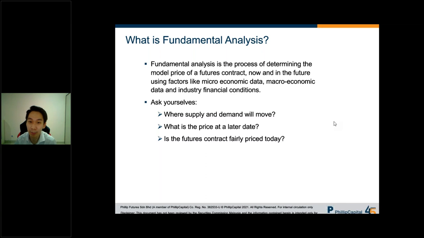You only will gain a profit or loss when the price moves up or down. So you want to know how the price will move in the future using fundamental analysis. And the next thing will be, is the futures contract fairly priced today? You need to answer by determining whether this is the correct price of the futures contract now, or whether it is overbought or oversold. These are some of the questions you're going to ask when doing fundamental analysis.